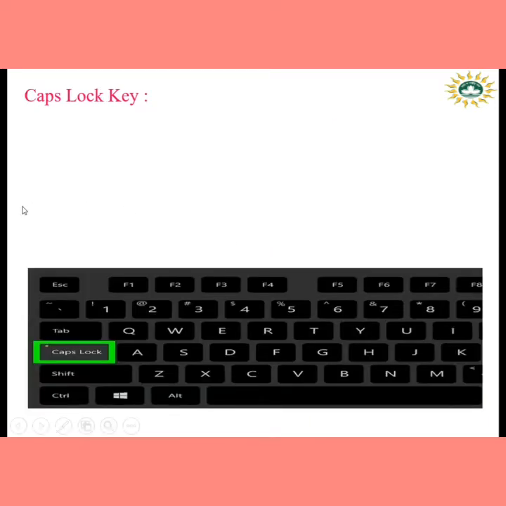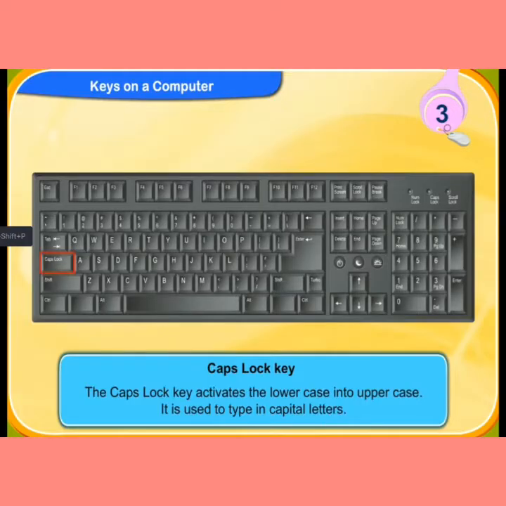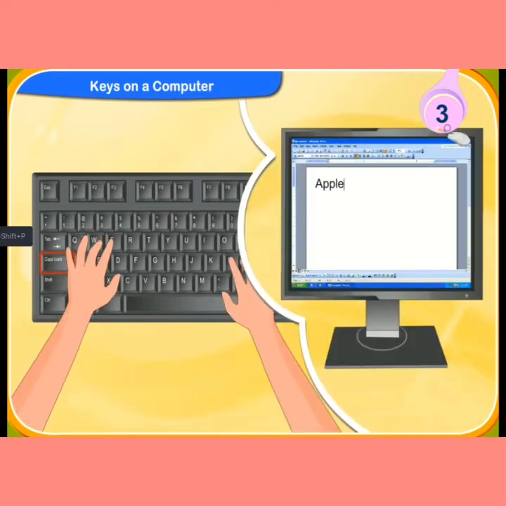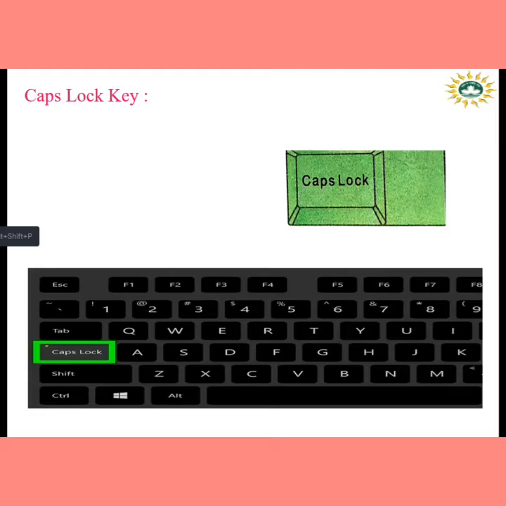Now what is the use? Watch the video for this. The caps lock key activates the lowercase into uppercase. It is used to type in capital letters. When you press this key, a light glows on the top right corner of the keyboard, indicating that the caps lock is on. So this is the caps lock key.